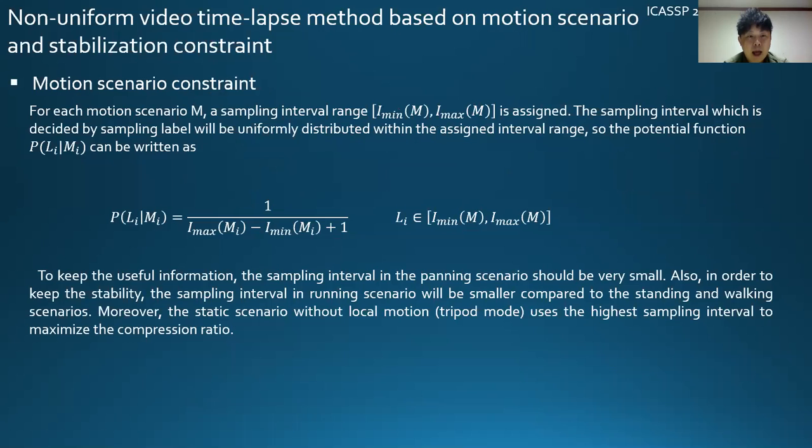For each motion scenario M, a sampling interval range, the minimum and maximum sampling range value, is assigned. The sampling interval is decided by the sampling label, which would be uniformly distributed within the assigned interval range. So the potential function of this motion scenario constraint could be written in this form. It is a kind of uniform distribution. To keep the useful information, the sampling interval in the panning scenario should be very small. Also, in order to keep stability, the sampling interval in the running scenario will be smaller compared to the standing and walking scenarios. Moreover, the static scenario without locomotion uses the highest sampling interval to maximize the compression ratio.